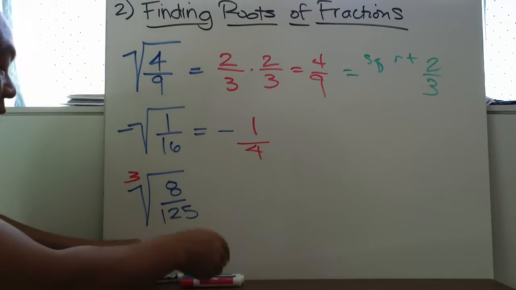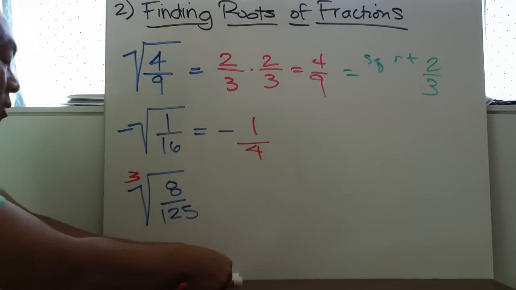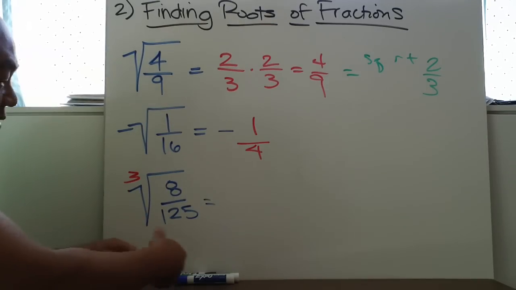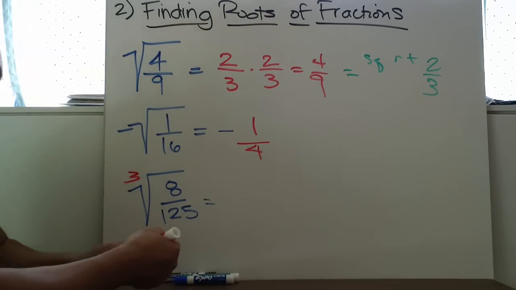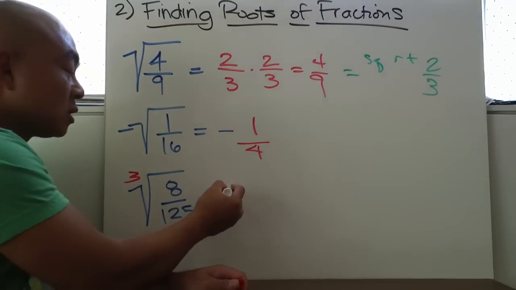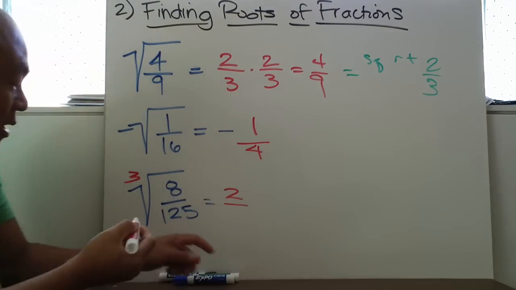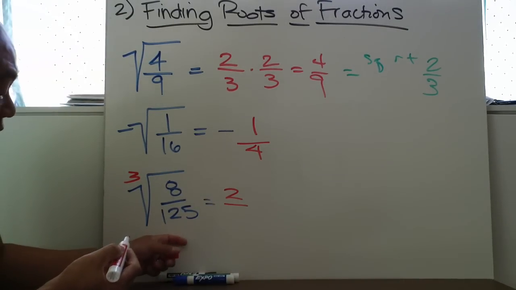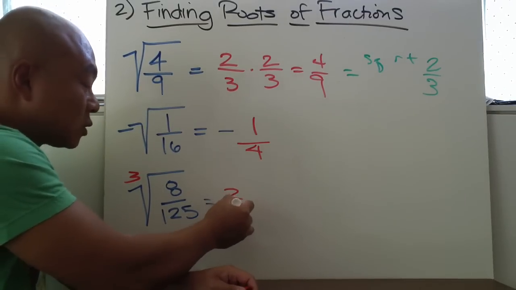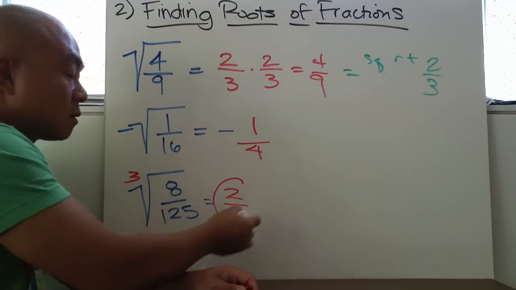Now, same as the other one that we just did, if you noticed, that little 3 symbol comes up again. That basically means what times itself 3 times will give us 8. So think about it again. 2 times 2 times 2 is going to give us 8. And what times itself 3 times is going to give us 125? The answer is going to be 5 times 5 times 5. So our root here is 2/5.